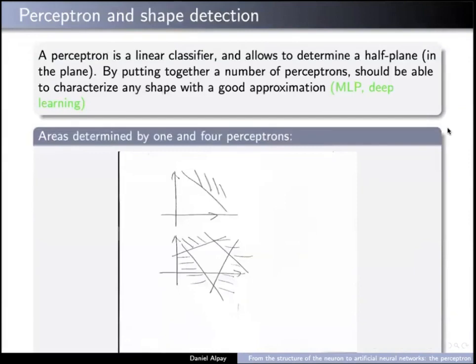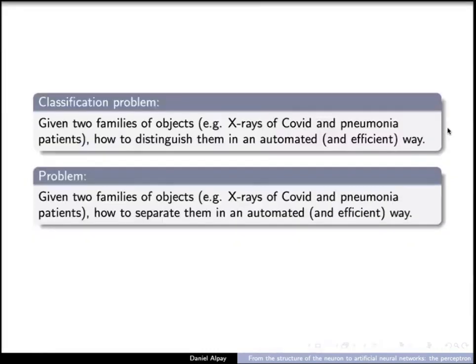But I just mentioned that since a perceptron in principle is a linear classifier, it will allow you to give a good approximation to characterize shapes, because each time you have a half plane, and so you can look at shapes like this, for instance. Okay, so now we want classification. So here I mentioned an X-ray of COVID pneumonia, and you'd like to make a classification.